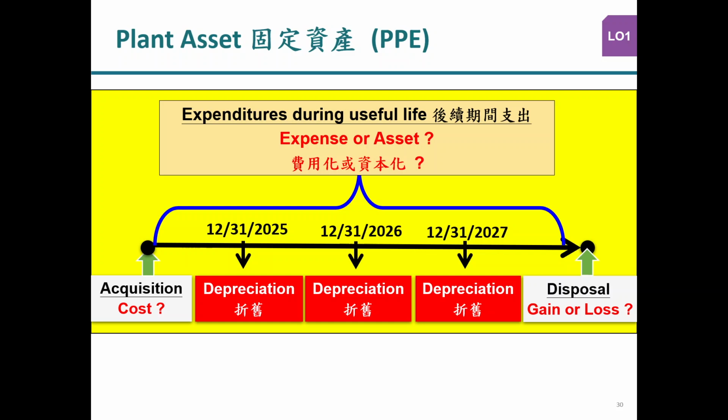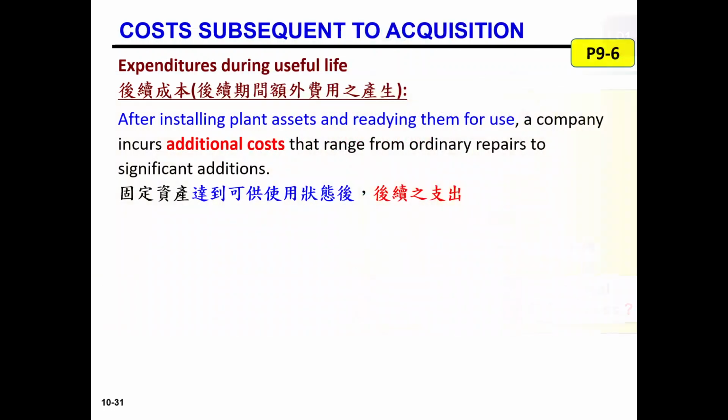So after you got your motorcycle and you start to use your motorcycle, do you still have to pay some money on your motorcycle? Yes, right? Maybe your motorcycle has some problems, you have to repair it. So we still have that money we have to pay, right? So that's your expense or assets. We talk about that. So the second issue is after installed PP and ready for use.